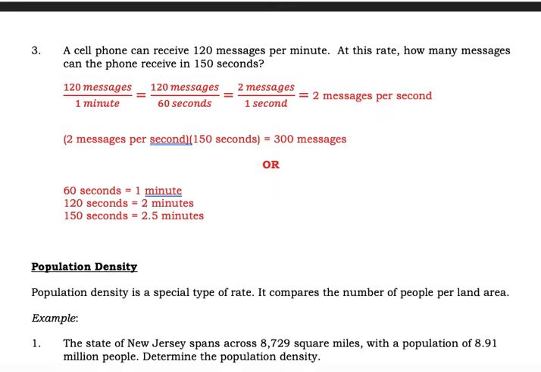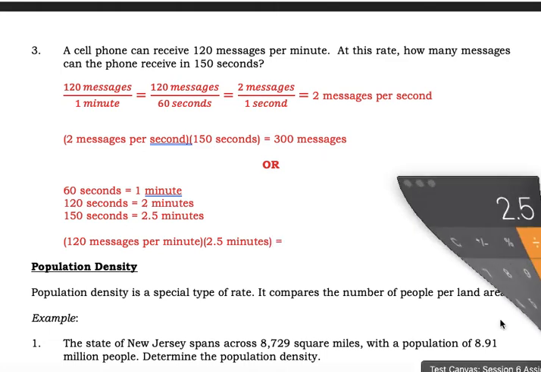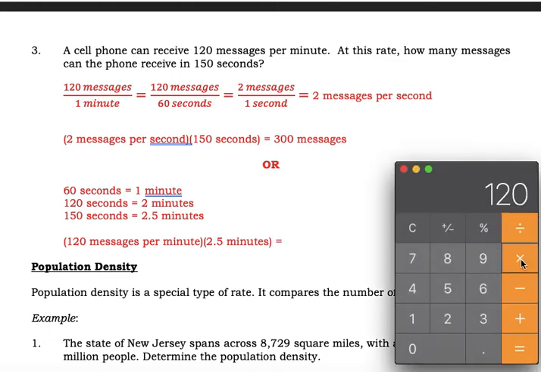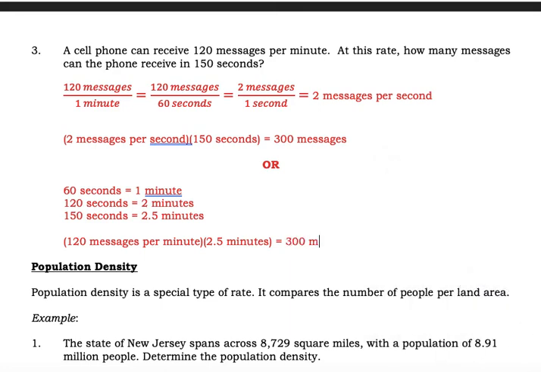So now that we know that 150 seconds equals 2.5 minutes, you can multiply this by the original rate. The original rate was 120 messages per minute. If you multiply 120 messages per minute times 2.5 minutes, 120 times 2.5 is 300. You get the same answer, 300 messages.